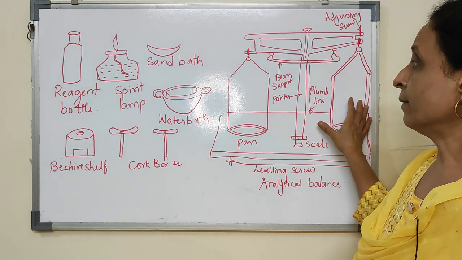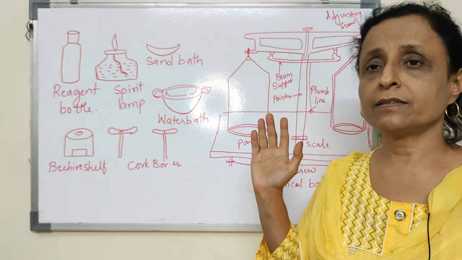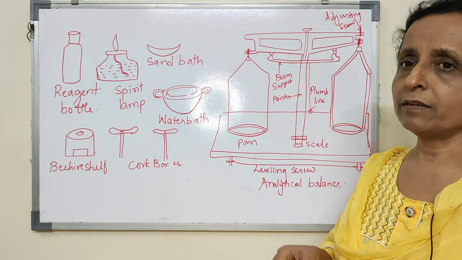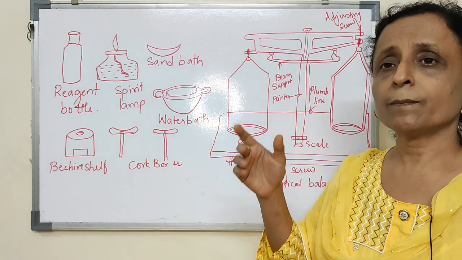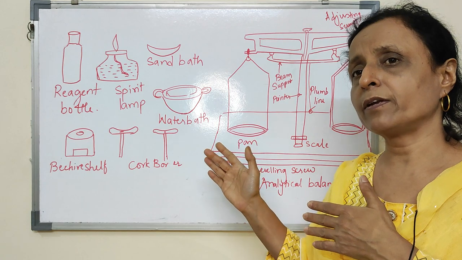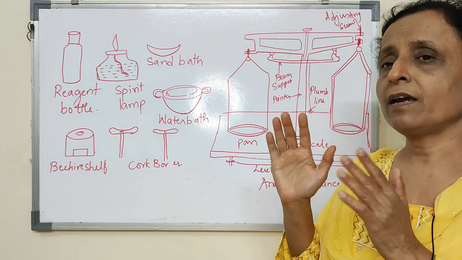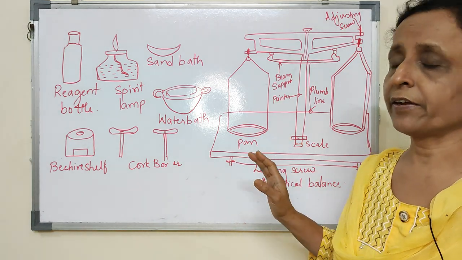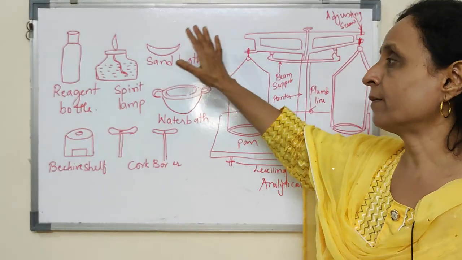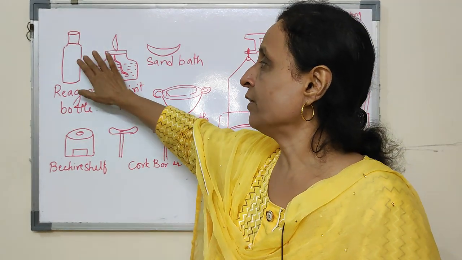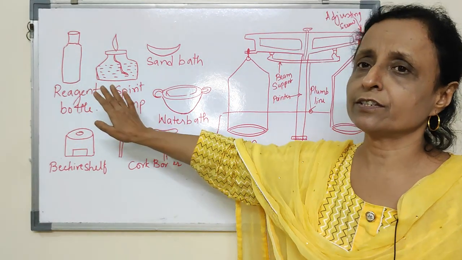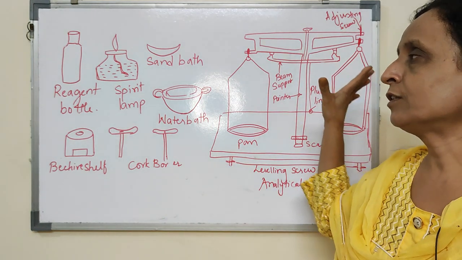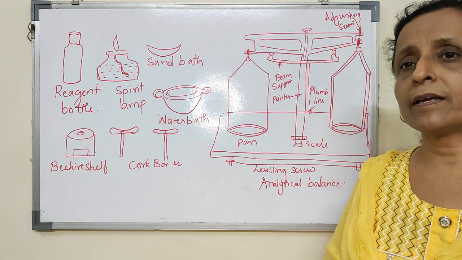So here, balances will be there, beam balance and electronic balance, so that you can weigh the chemicals on these balances, and they will be kept in a separate room so that it is dust free and there is no disturbance and the weighing is accurate. So all this will be present, and there will be a shelf of reagent bottles, because various reagents will be required for various chemical reactions. So in short, these were the apparatus which are present in the chemical lab.